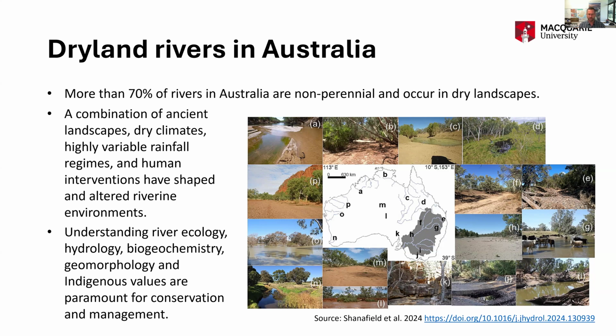And so for Australian river managers and scientists, it's very important to understand the breadth of different river types that we have in our continent and to understand how we can conserve and manage those in an appropriate way.